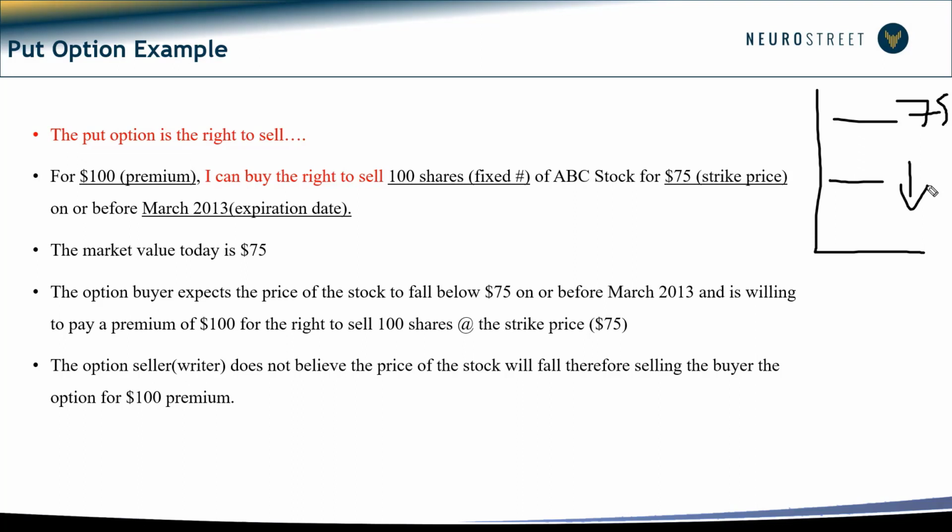The option buyer expects the price to fall below $75 and is willing to pay $100 for the right to sell 100 shares. So normally you have 100 shares per one contract. It's always that. One option contract equals 100 shares. Okay? So the option seller does not believe the price of the stock will fall, therefore selling the buyer the option for a premium. So the opposing side of this trade, if you think the stock's going to drop, you buy a put option. Whoever you bought that put option from says, no, the stock's not dropping, it's going up. So they sell it to you.